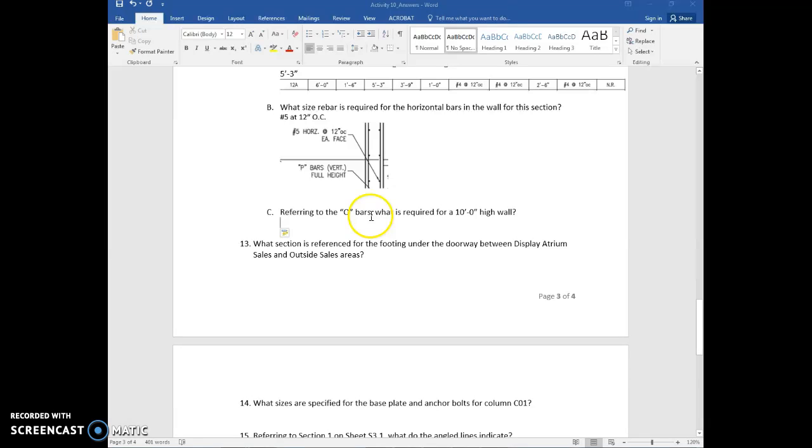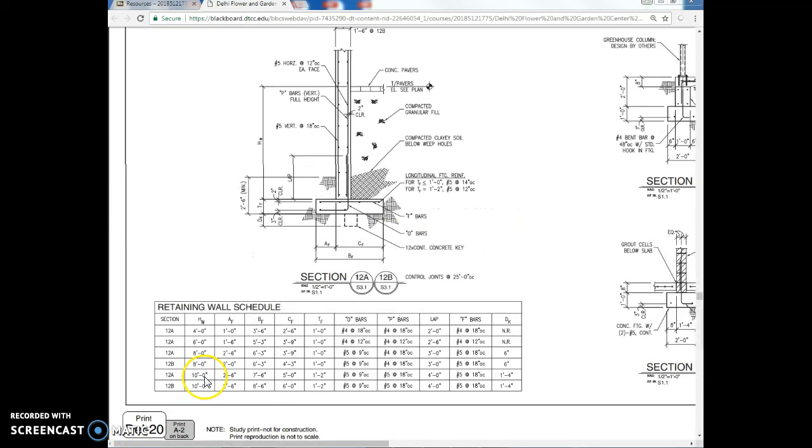And then referring to the O bars, what is required for a 10-foot high wall? So this one, again, we're going to look at the schedule. So we see a 10-foot high wall, and then we look for the O bars, and both of these are 10-foot high walls for 12A and 12B, and the O bars are both number 5 at 9 inches on center.